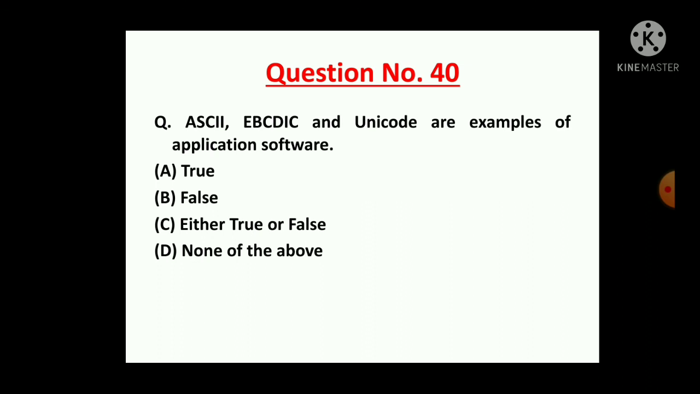And the last question, ASCII, EBCDIC, and Unicode are examples of application software. Is it correct? True, false, either true or false, none of the above. The correct answer is false, because ASCII, EBCDIC and Unicode ये सब क्या होते हैं? ये सब कैरेक्टर्स होते हैं, कैरेक्टर कोड होते हैं.